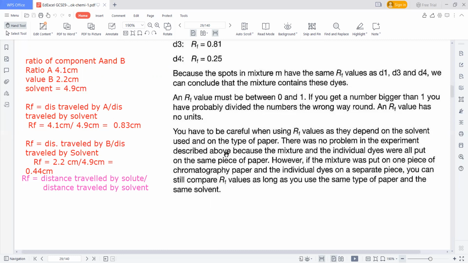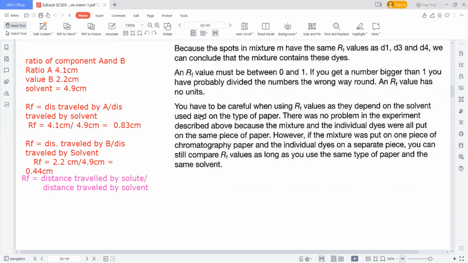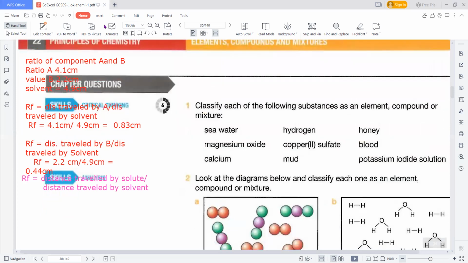There is no problem in the experiment described above, because the mixture and the individual dyes were all put on the same piece of paper. The lid was closed at the proper time, and affinity was also fine. If the mixture was put on one piece of chromatography paper and the individual dyes on a separate piece, the comparison could not be made properly. You can still compare RF values on the same paper and the same solvent, but it is recommended to perform this activity on the same chromatographic paper.